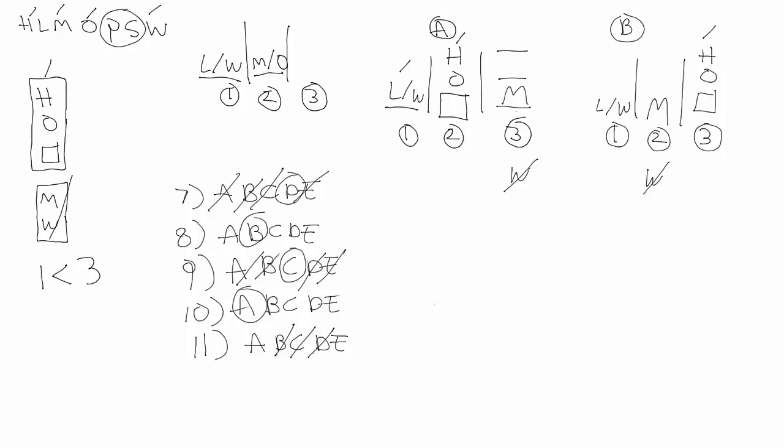With respect to A, we know that the W cannot go in slot 2 in frame B, so we're only going to be testing that with respect to frame A. If we put the W in the 2, then the L has got to go in slot 1. And that's obviously going to force the P and the S in slot 3. So our answer is going to be A.